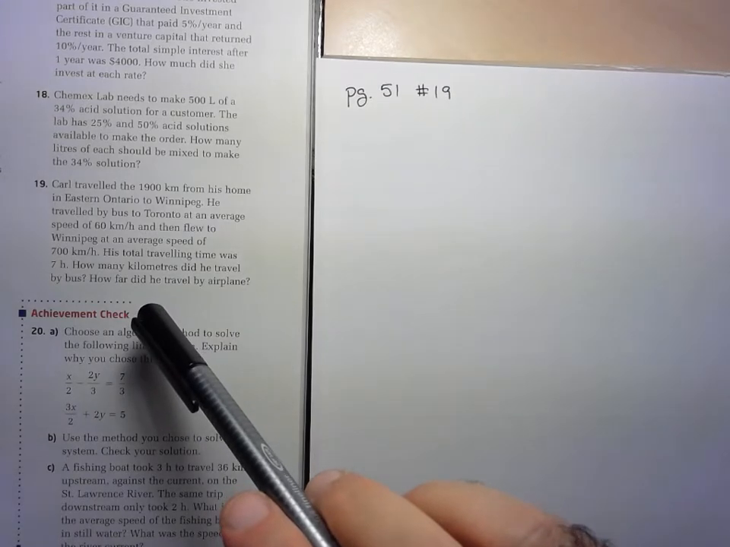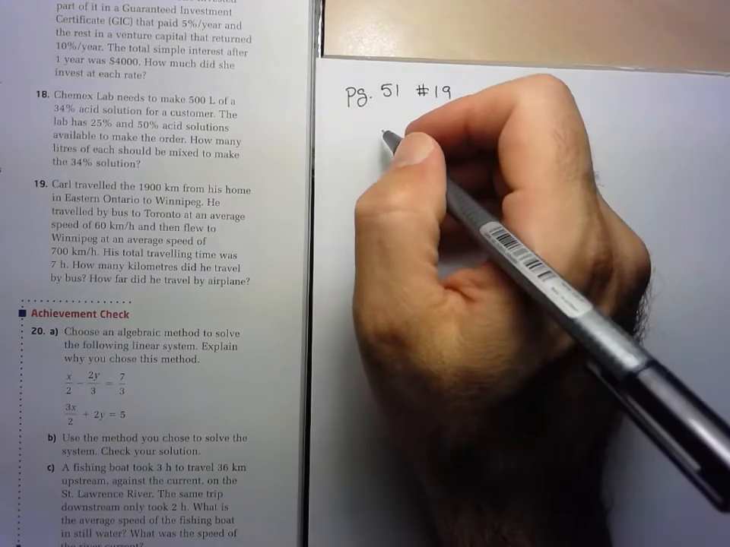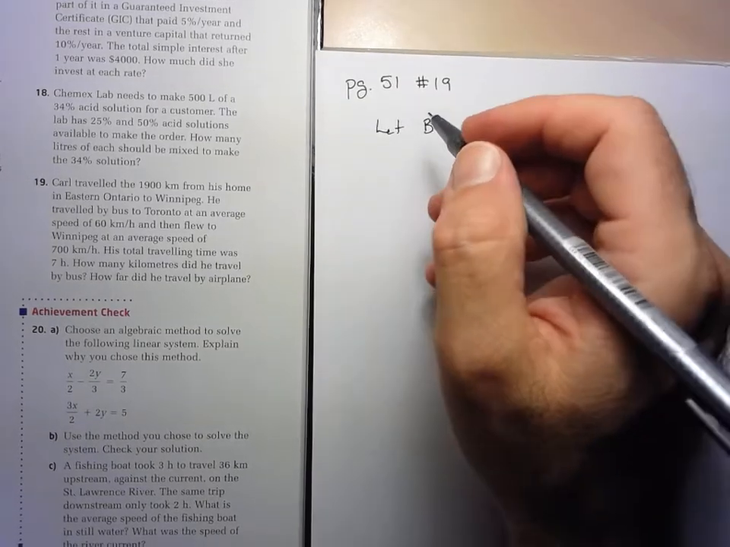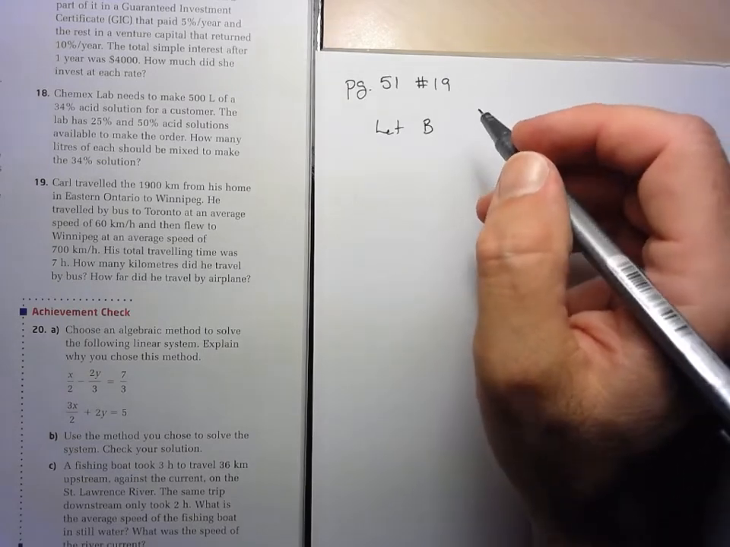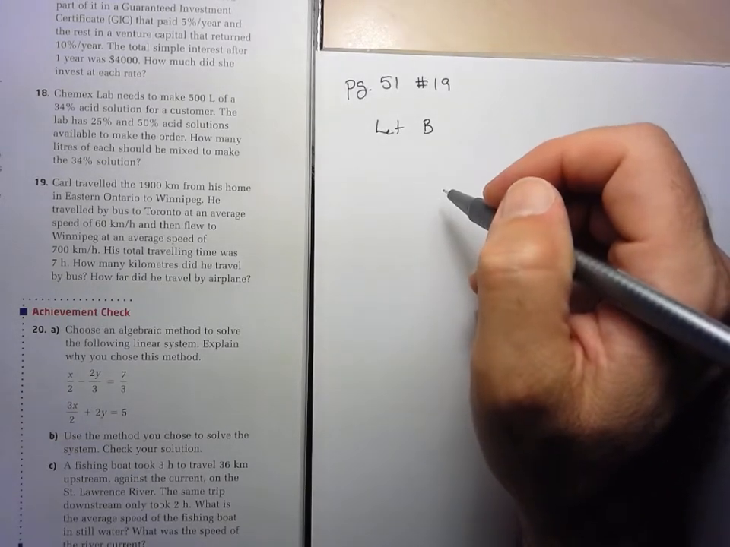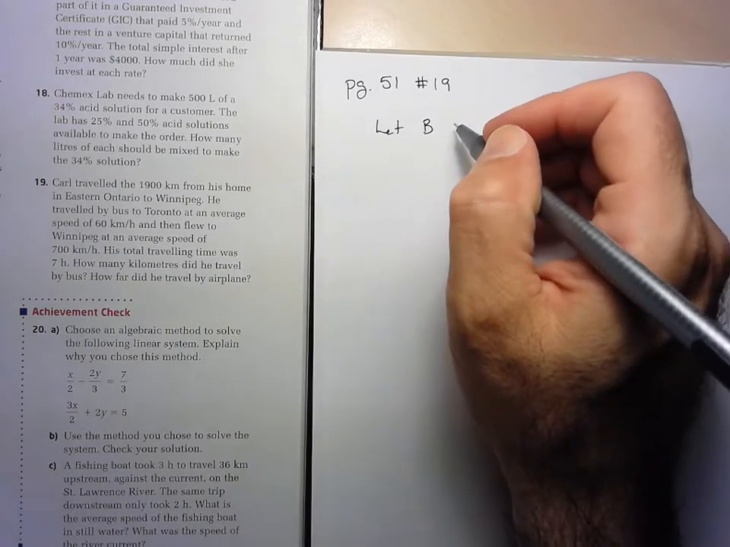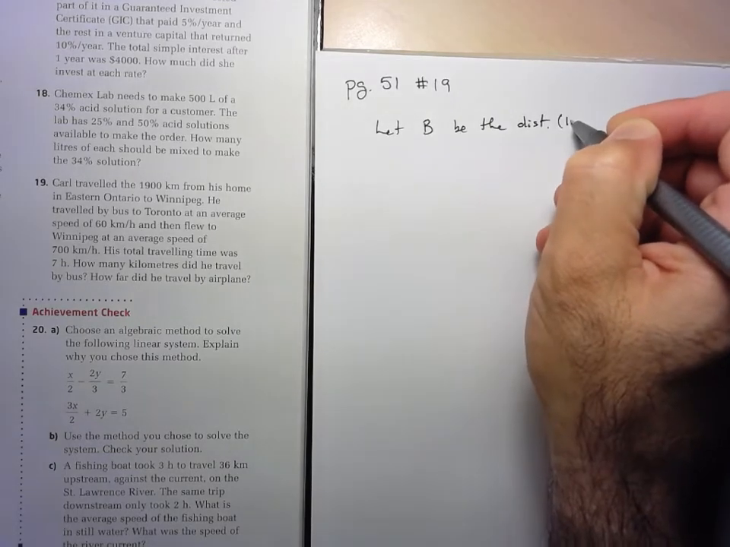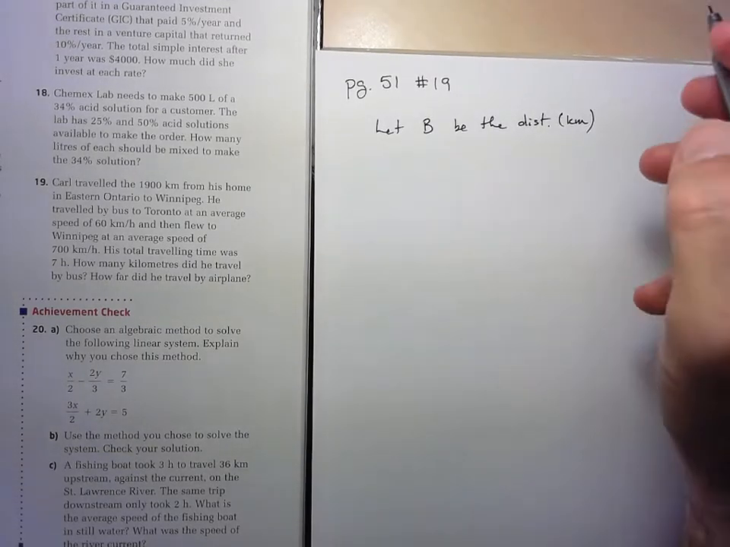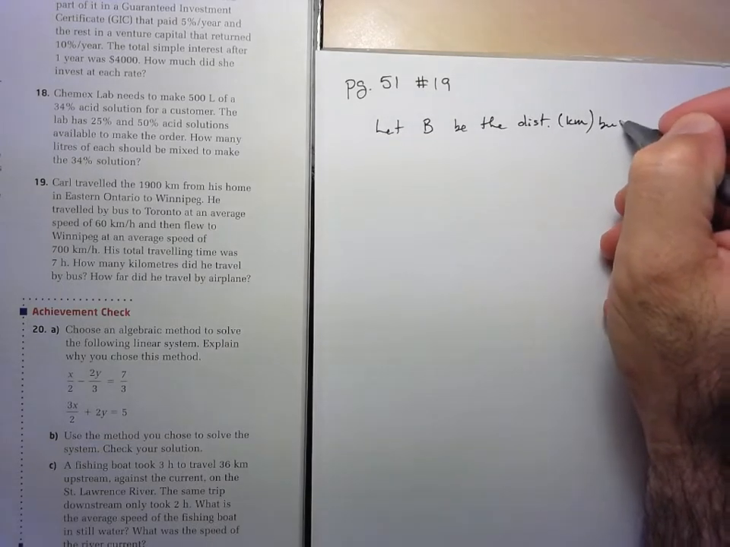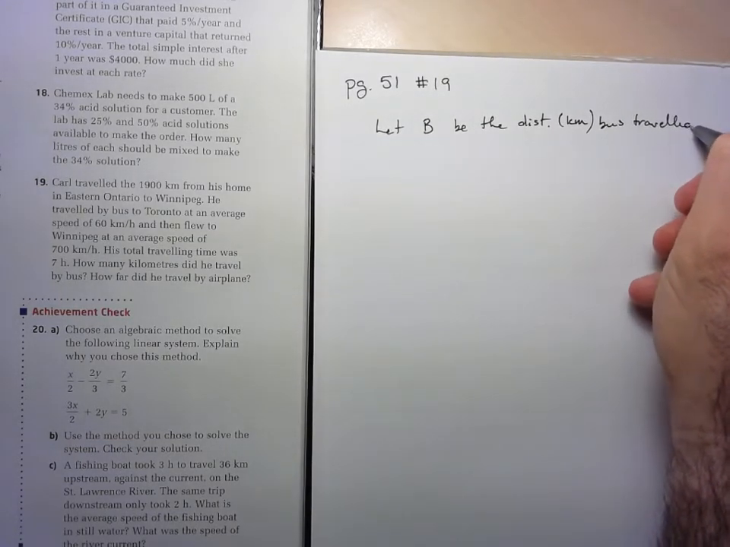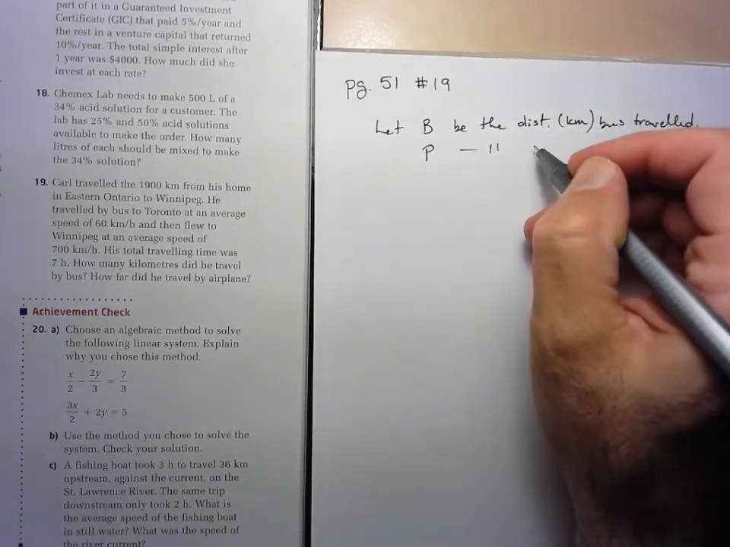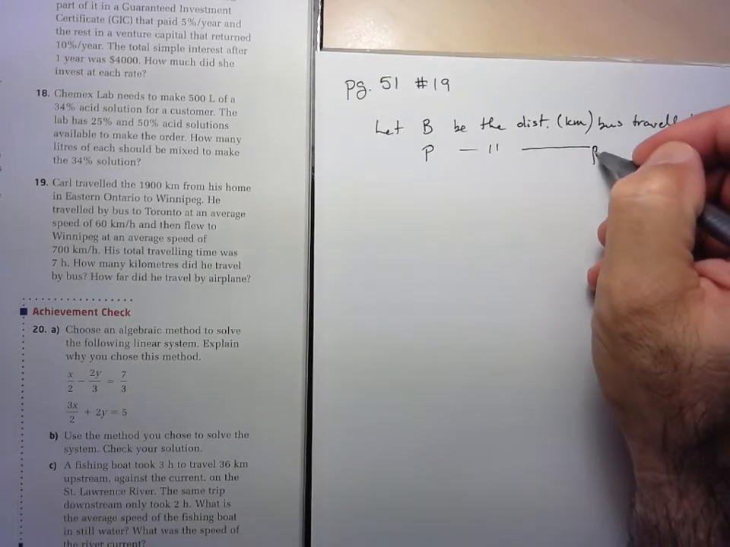So I'm going to try to keep my variables all to do with distance. Okay, so I'll say let B be, now this is where you want to be careful. You don't just say let B be the bus. B is not the bus. B is the distance the bus traveled. So you can say, let B be the distance, and you might even specify the units: distance in kilometers the bus traveled. Okay, then we have P, which is going to be the distance, again in kilometers, that the plane traveled.